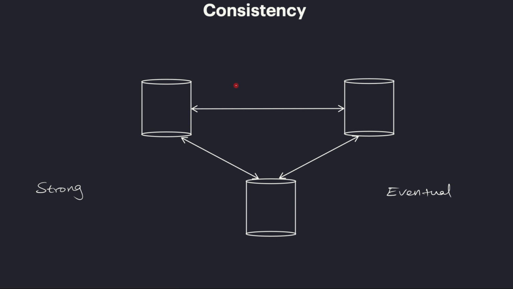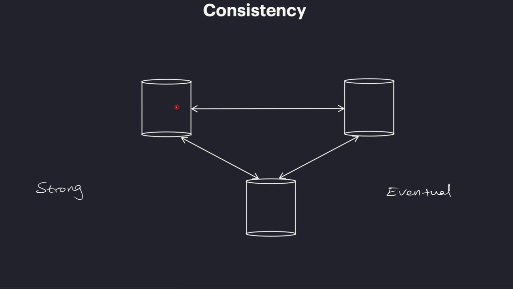So if all the nodes have most up-to-date data, then we would say that the system is in a consistent state. But if some of the nodes have up-to-date information and some of the nodes have stale information, then we will say that the system is in an inconsistent state. Let's understand this in detail with an example.